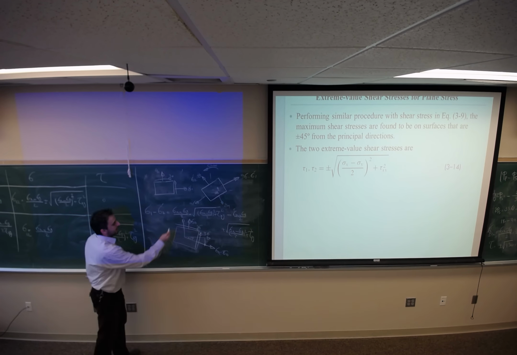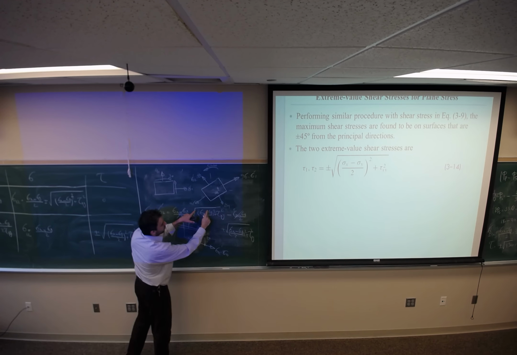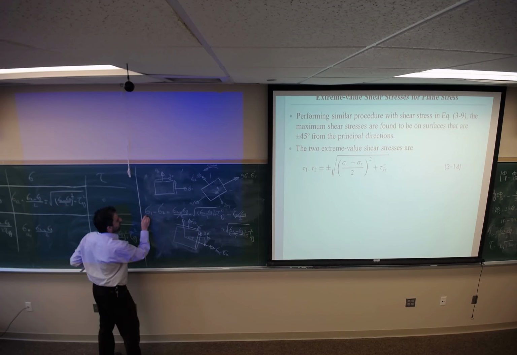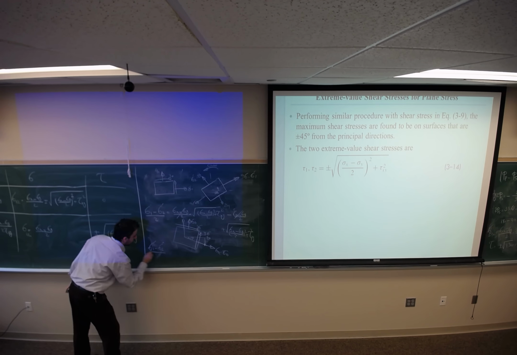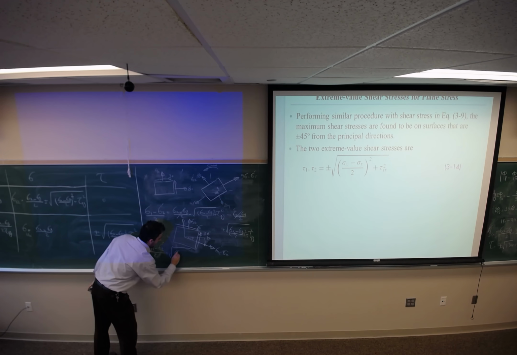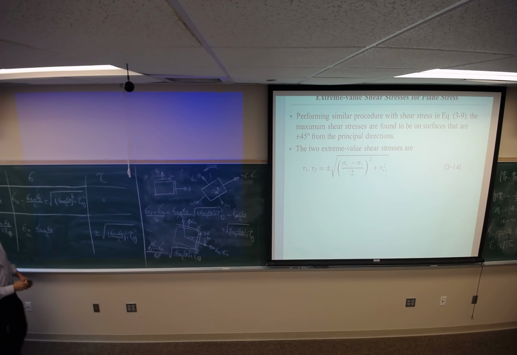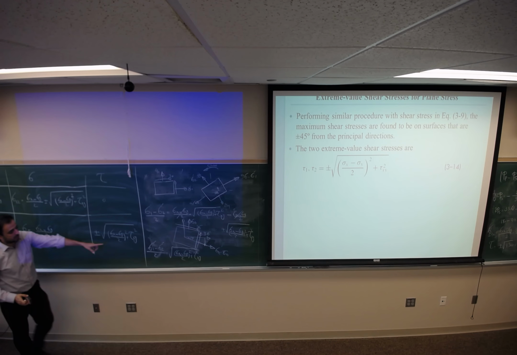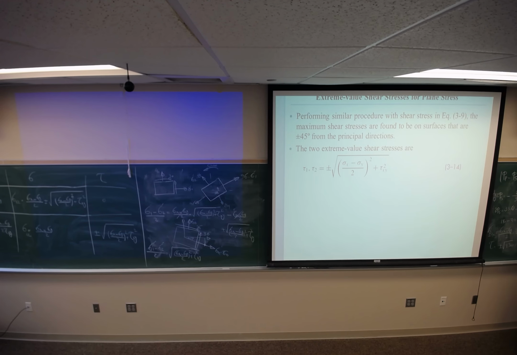So I can cancel out these two terms. So sigma prime 1 minus sigma prime 2 is going to be 2 times this. If I divide this by 2, I will get sigma prime 1 minus sigma prime 2 divided by 2 is going to be the square root of (sigma x minus sigma y divided by 2) squared plus tau xy squared. So the difference between the principal normal stresses is going to give me the extreme value for the shear stress.